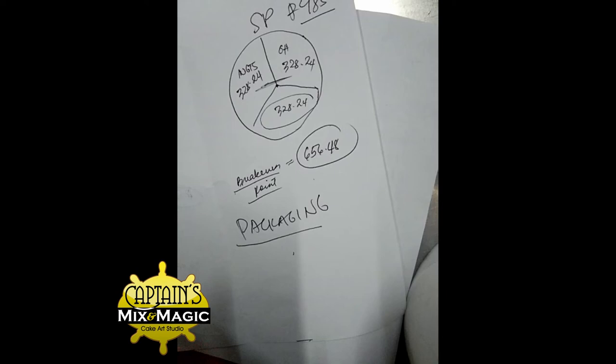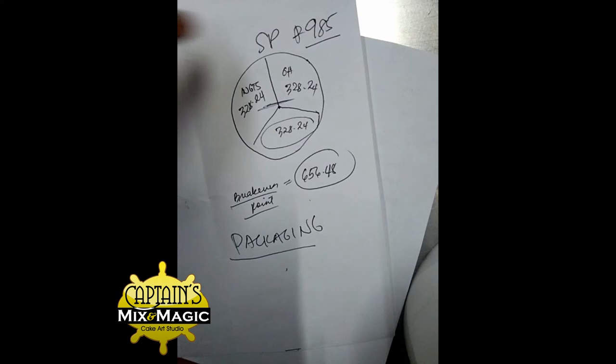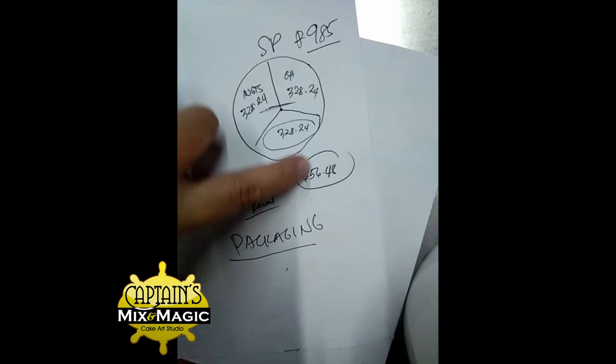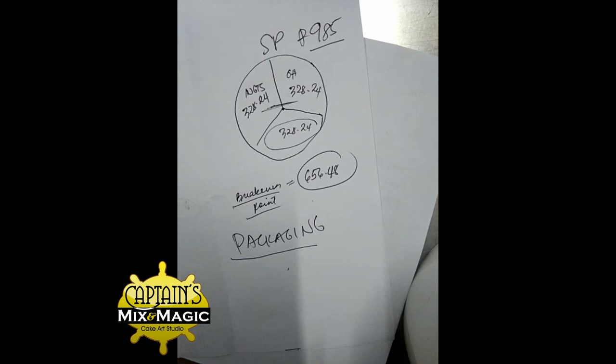Ibig sabihin, let's say, gumamit ka ng cardboard, ng stapler, ng scotch tape, that's all worth like around 40 pesos, di i-add mo yan ngayon dun. So, 985 plus 40 pesos. O kung gusto mo yun ngayon, discounted mo, it's 656.48 plus 40 pesos. So, lalabas parang mga 700. So, yung kung magdi-discount ka dun sa cake na pinakita ko kanina, hindi ka na pwedeng bumaba sa 700.